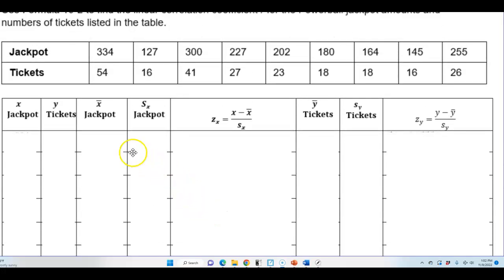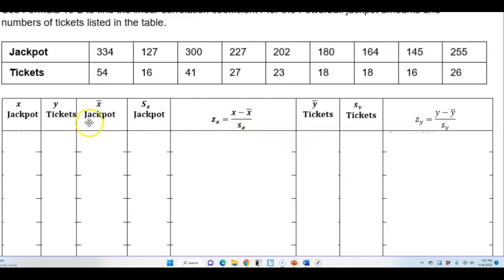So over here what we're going to do is create a table. First column represents x, which is the jackpot. The second column is y, which is the tickets. The third column is x bar, which is the mean of the x values. And S subscript x, the fourth column, is the standard deviation of the x values, and that's of the jackpot. And then we want to find the z-score for x, where we take the value of x, subtract the mean of the x values, and divide it by the standard deviation of the x values.